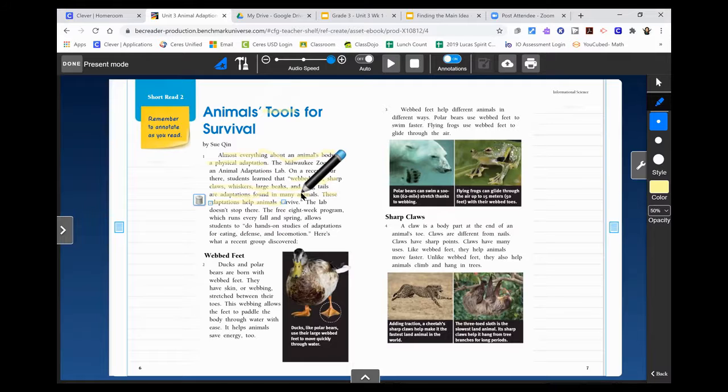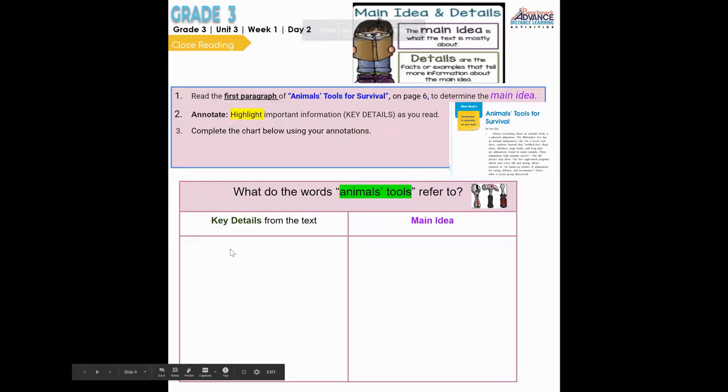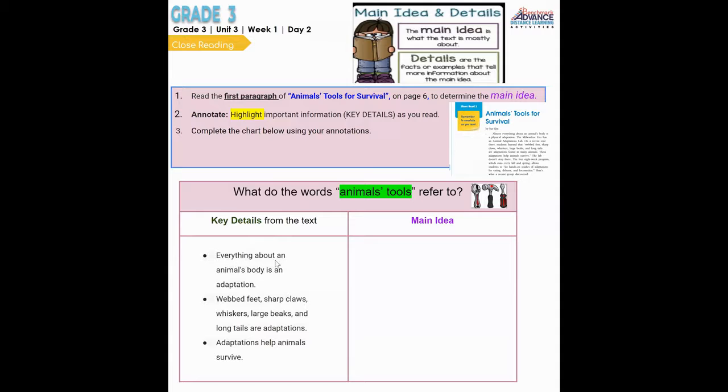Now let's go back and write our annotations into our chart. And I already did that for you, but let's go ahead and go over it. So key details from the text. What did we highlight? What was important in paragraph 1? We highlighted that everything about an animal's body is an adaptation. Webbed feet, sharp claws, whiskers, large beaks, and long tails are adaptations. And we also highlighted that adaptations help animals survive.